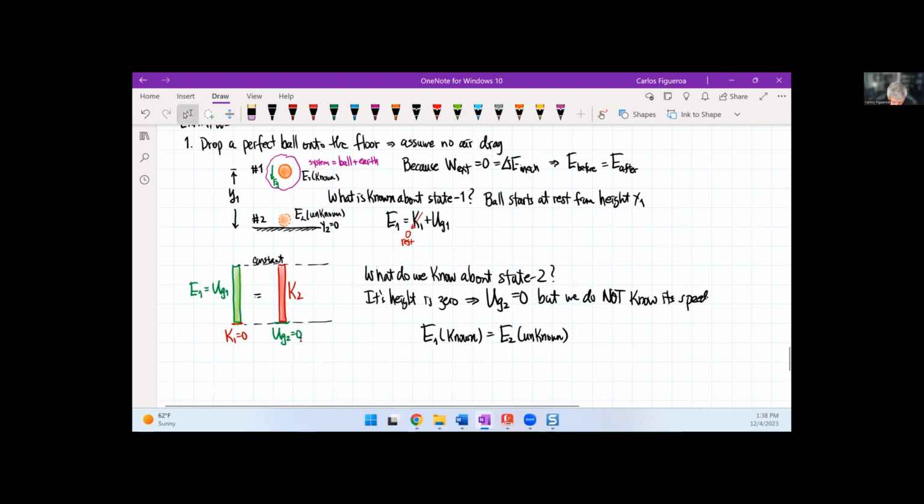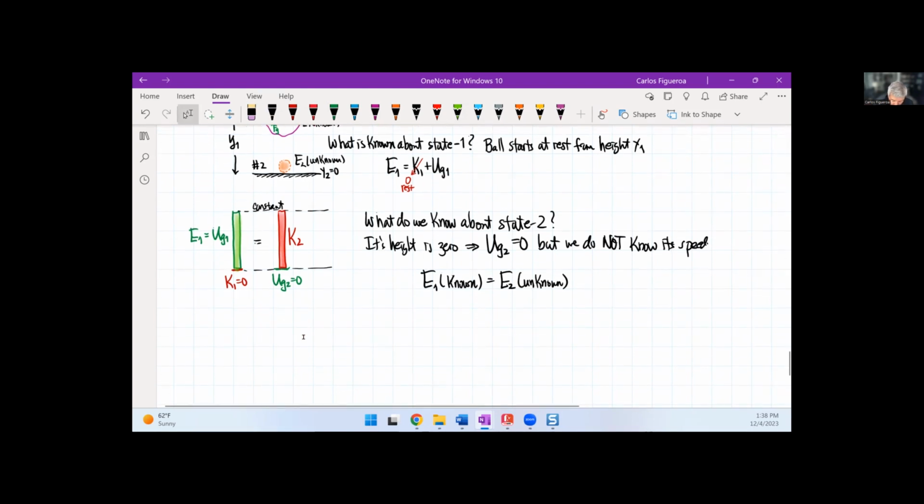So then, this is my bar diagram. My bar diagram says, if I look at these energies, that I have K1 plus UG1, and that's going to equal K2 plus UG2. From the bar diagram, we can clearly show that K1 is 0 because it starts at rest, and UG2 is 0 because it's at the ground.